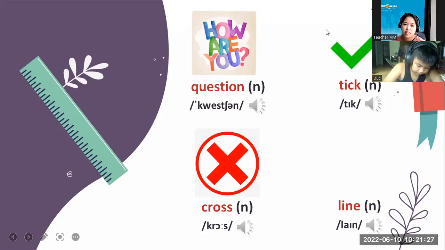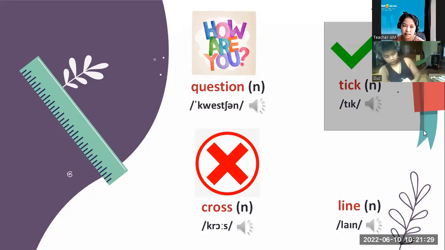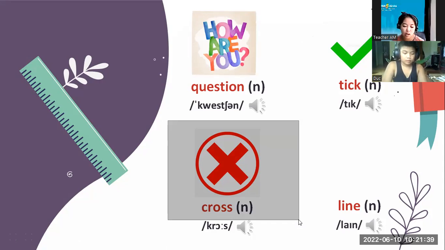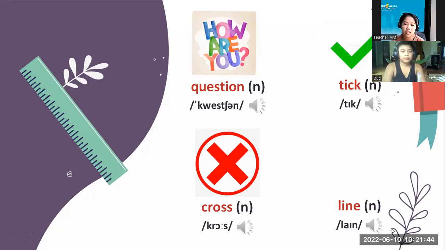Okay, tick. You say this is a tick. This is a tick. Very good. Next, we have cross. This is a cross. It is a cross. Okay, next we have line. This is a line.